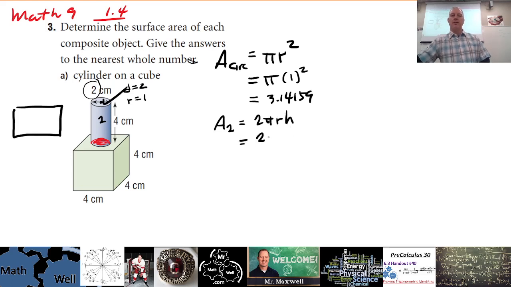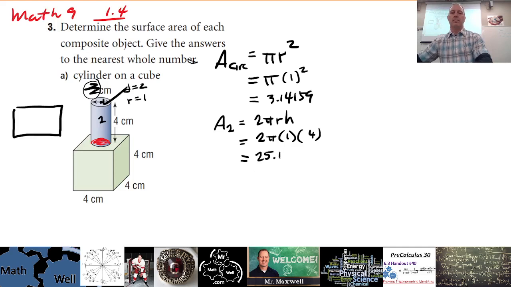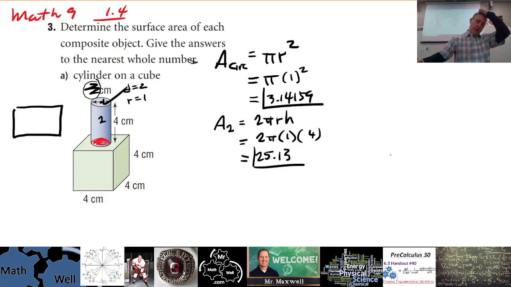So let's fill those values in. That's 2 times pi times r, we said was 1 from before. And h, the height, is 4. Very good. So that's going to be 8 pi. And yes, you can use your pi button on your calculator. You should have a scientific calculator that has that. So I'm just going to do 8 pi. And that as a decimal is 25.13. Okay, so I'll just highlight my numbers that I've got here so far. Everybody doing okay with this? Yeah? All right. Okay, let's move to the cube.